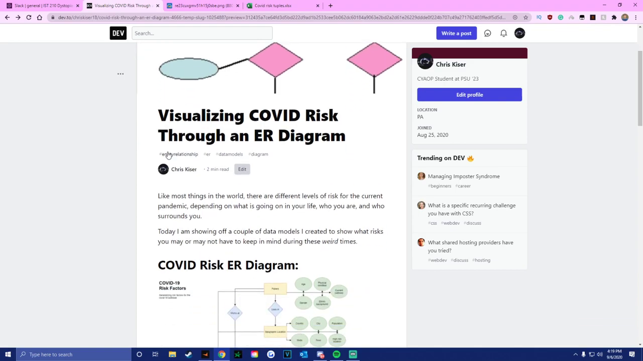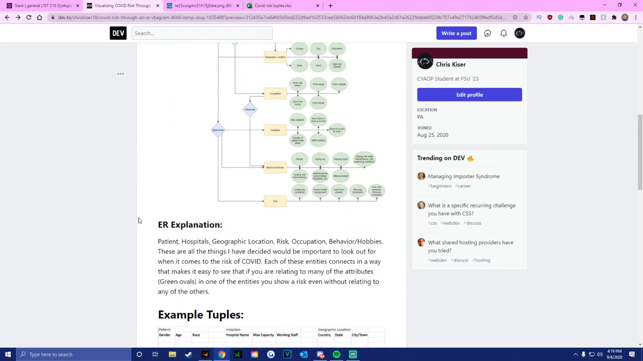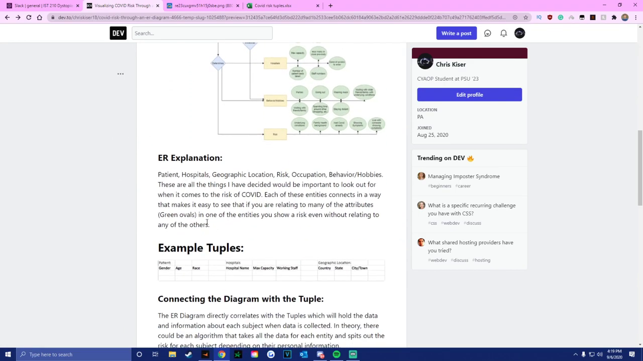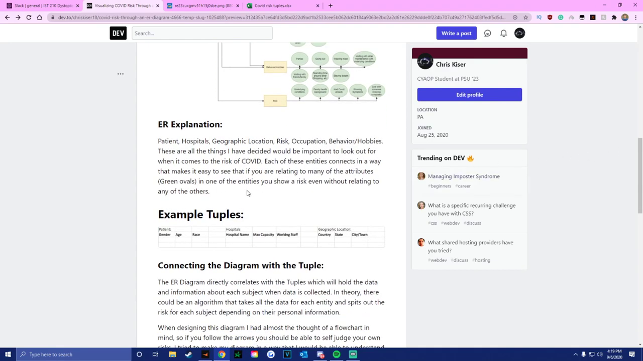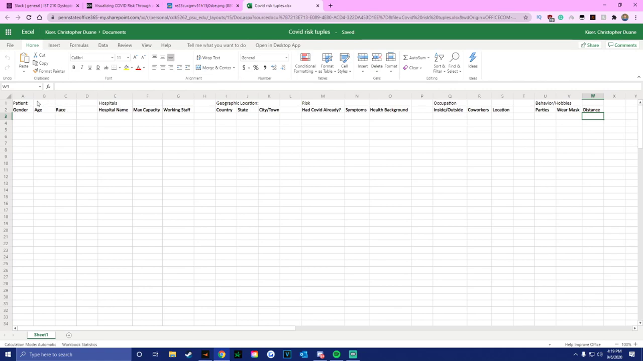So down here, I have my explanations and what each thing is basically, and then I have my example tuples, which are over here. And I don't have any data to put in them, obviously. I could put example data in there, but I just wanted to make it not confusing at all.